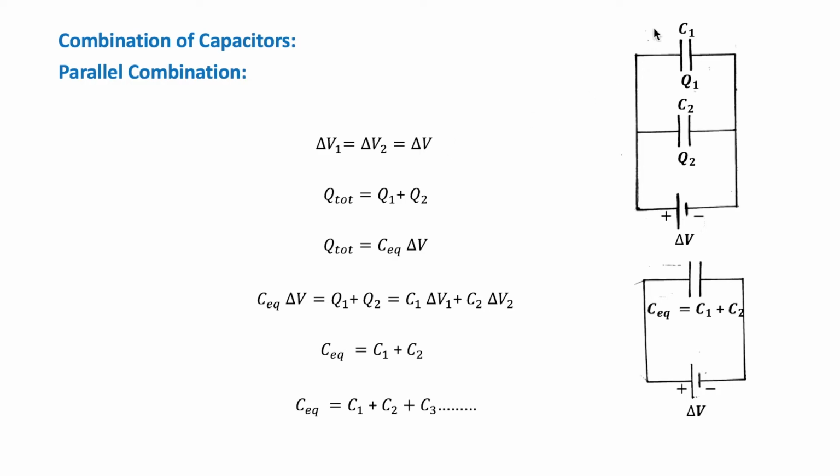And note that Q1 and Q2 represent the maximum charge that can be reached on each capacitor after being connected to the battery. So the total charge Q total stored by the two capacitors is equal to Q1 plus Q2, and this total charge is equal to C equivalent times delta V. And so if we substitute, it is equal to Q1 plus Q2, and we get this expression. And since delta V is equal to delta V1 is equal to delta V2, we have C equivalent is equal to C1 plus C2. And for more than two capacitors, we have this expression.